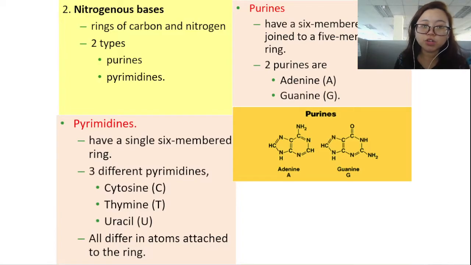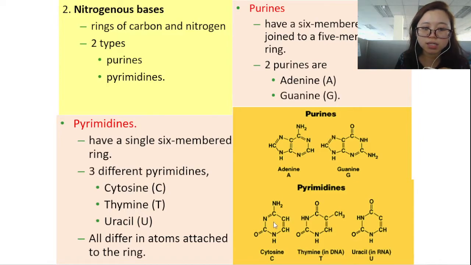The second type of nitrogenous base is pyrimidines. Pyrimidines have single 6-membered ring, and there are 3 different pyrimidines, which are cytosine, thymine, and uracil. And all of them differ in the atoms attached to the ring. So this one, 6-member, 6-member, 6-member. But they have different atoms attached to the ring. Something you may already know, but I'll just say it again, is that thymine is only in DNA. Uracil is only in RNA. Adenine, guanine, and cytosine can be found in both DNA and RNA.